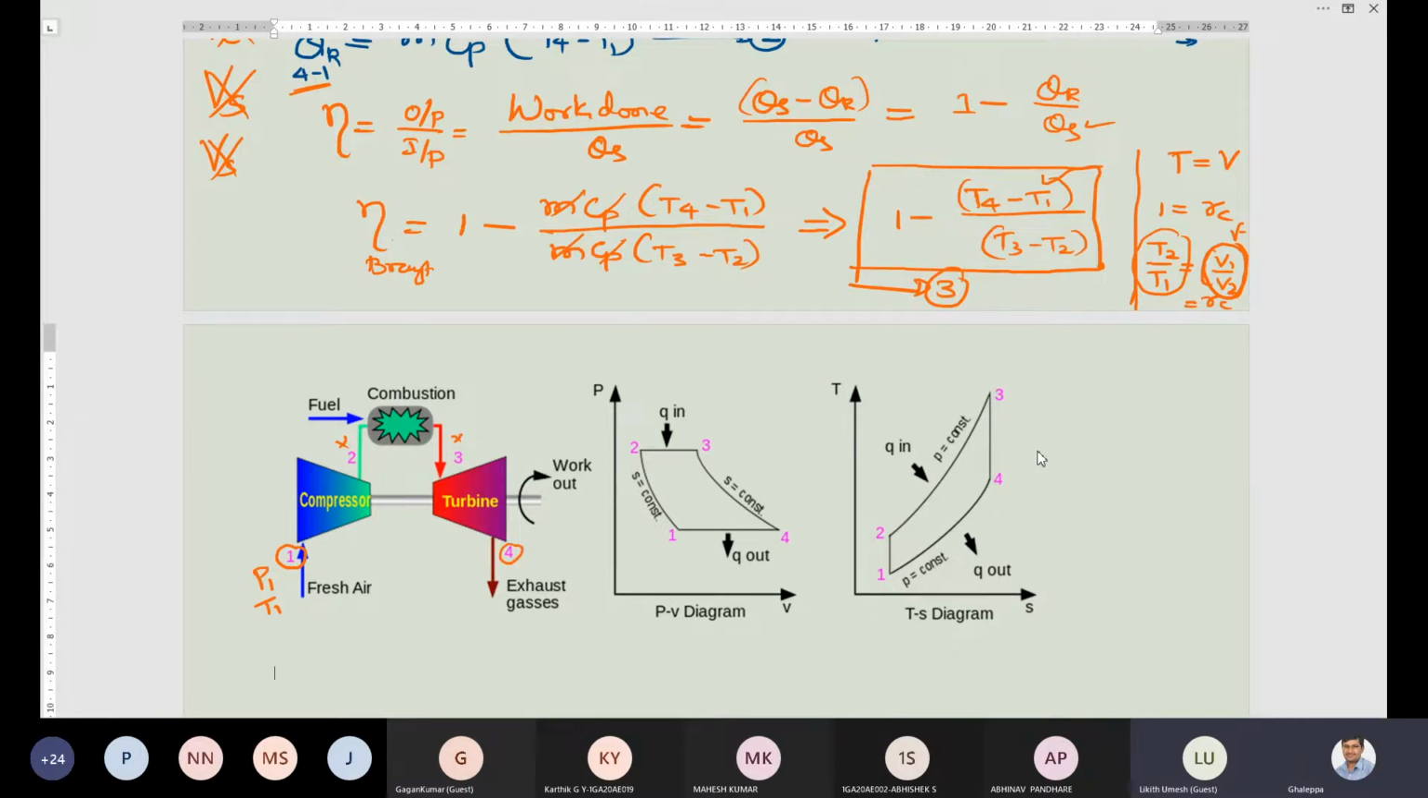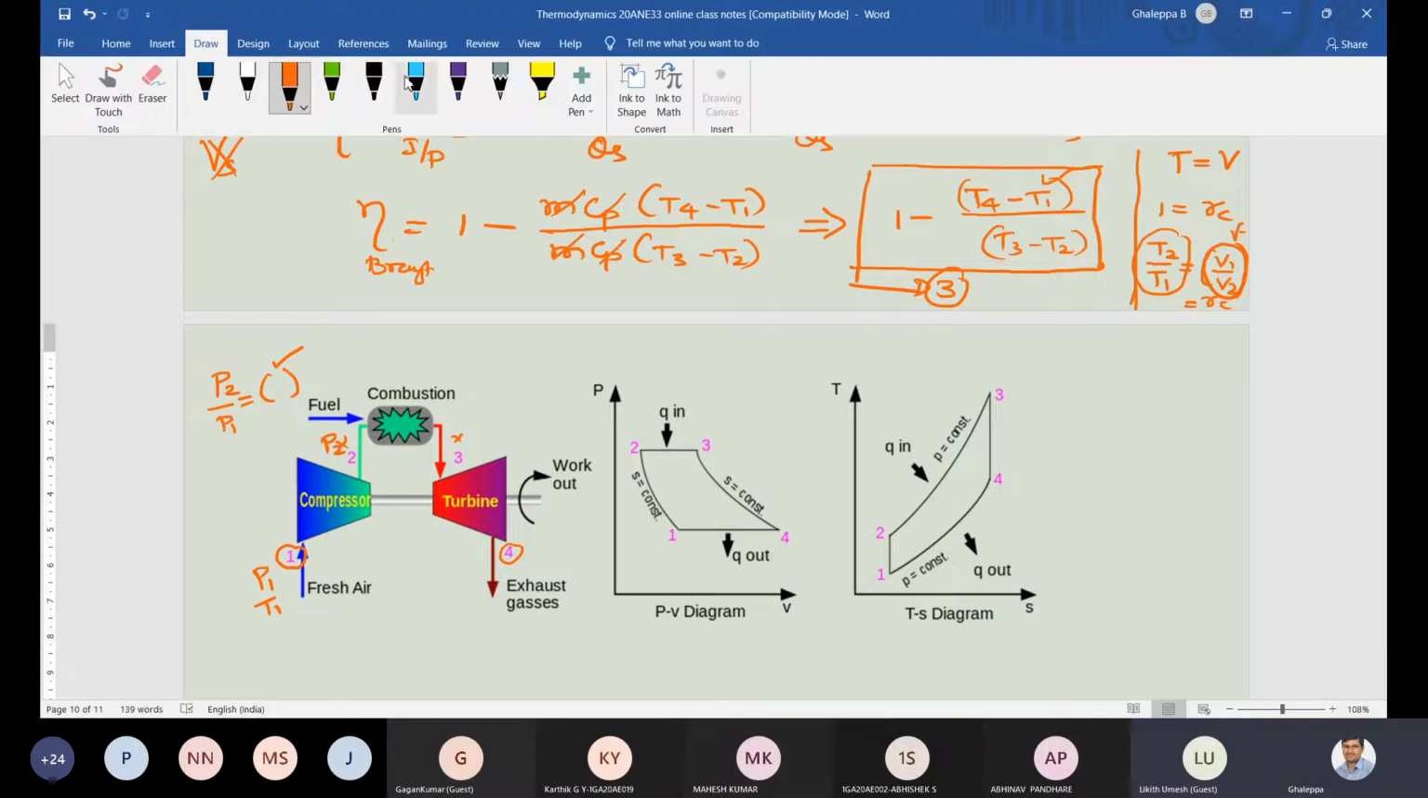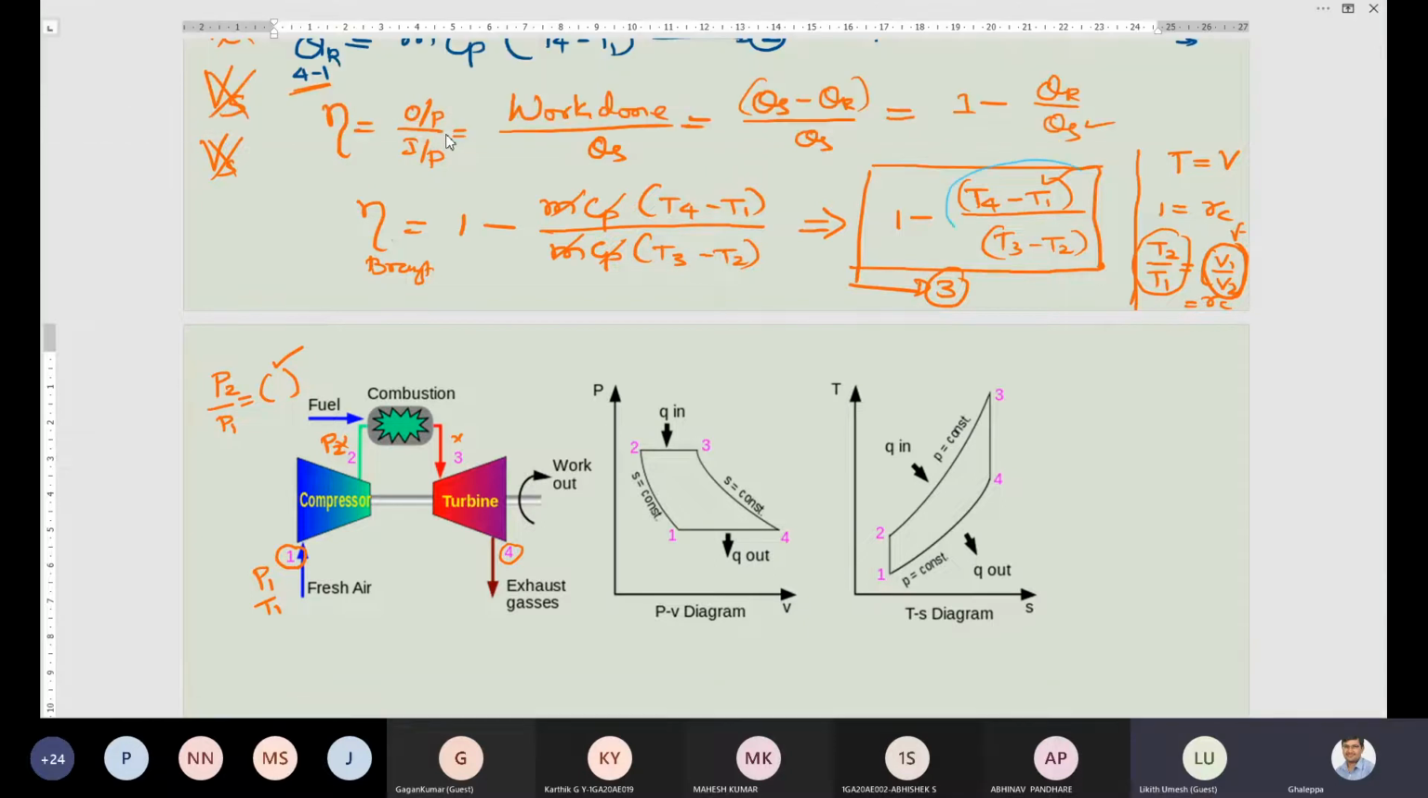So what the industry people and scientists will do is, they will write pressure ratio. One more term will come here, pressure ratio, P2 by P1. This value will be given. P2 value will be given, or the P2 by P1 ratio will be given. That is called the pressure ratio. So now what we do is a very important step, and it is for solving numericals as well. Convert temperatures in terms of pressure ratio.